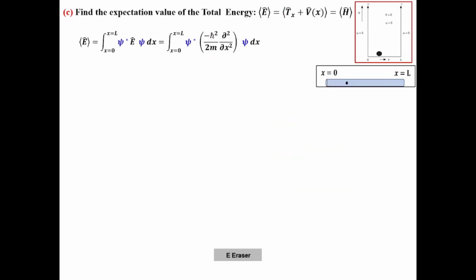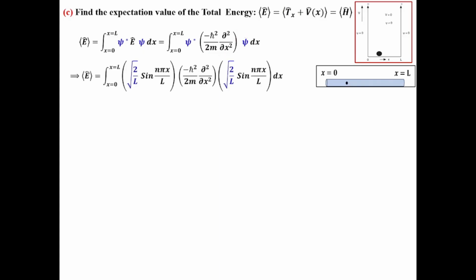Got it? So for this dynamics, the total energy operator value is this much. First it will operate over psi, then it will be multiplied. Go for the answer. Substitute the psi star value over here and the psi value. Both are the same because both are real. So both are 2 by L root over, and h cross square by 2m is taken outside of the integration. It will be 2 by L root over.